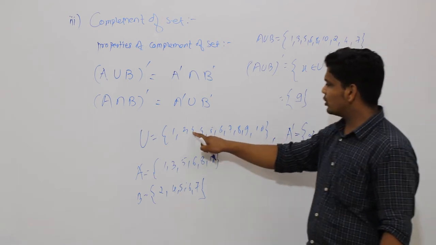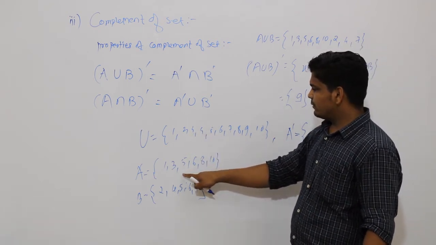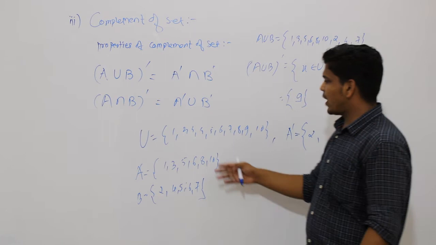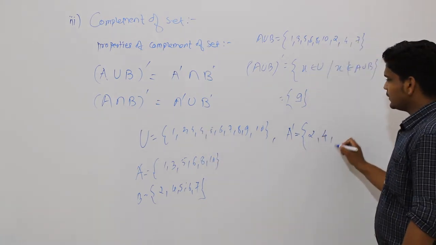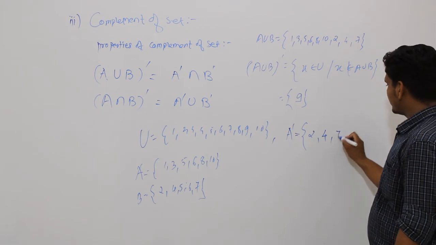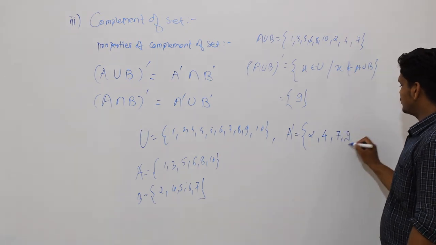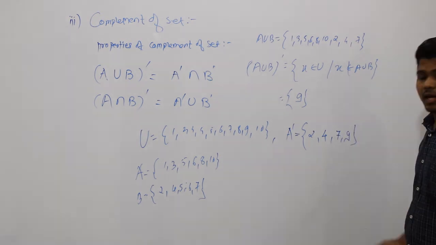Now what about 3 and 4? 3 is there, but 3 is in A. Therefore I will not take it in A complement. 4 is there, 4 is not in A. Now 5 is there, 6 is there, 7 is not there, 8 is there, 9 is not there. This is my A complement.